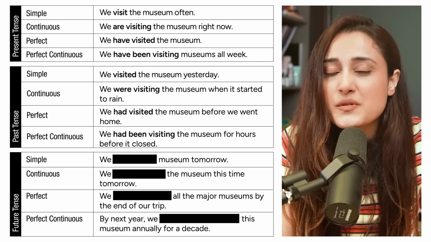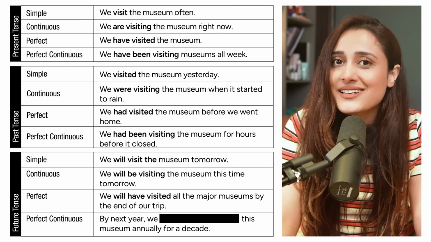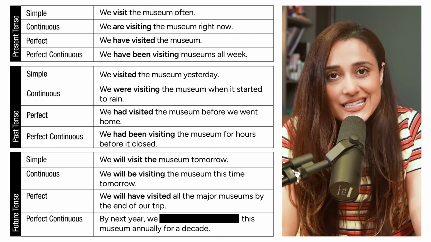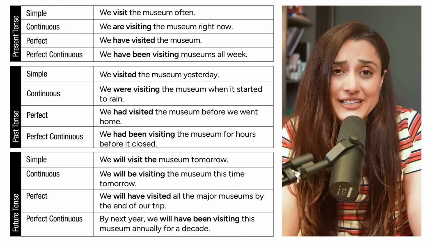We will visit the museum tomorrow. We will be visiting the museum this time tomorrow. We will have visited all the major museums by the end of our trip. By next year, we will have been visiting this museum annually for a decade.